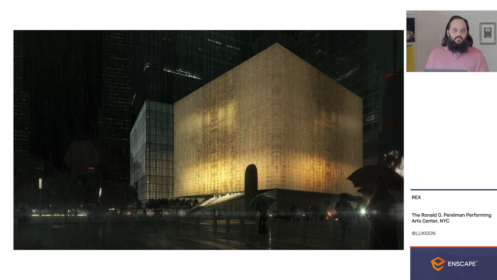In this case, for Rex, the Ronald O. Perelman Performing Arts Center in New York, the atmosphere is quite well done, but just as there is a lot happening on the right half of the picture with the glowing building and the people with umbrellas, the left half of the picture has nothing to provide a counterpoint. The picture seems unbalanced. An umbrella-carrying couple in the foreground of the left half might already have helped.